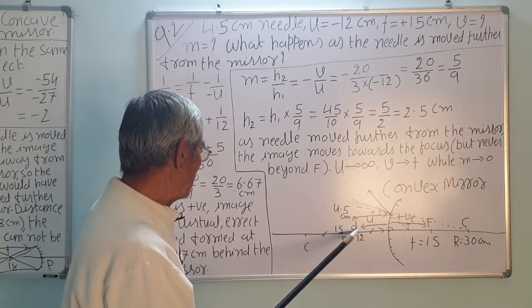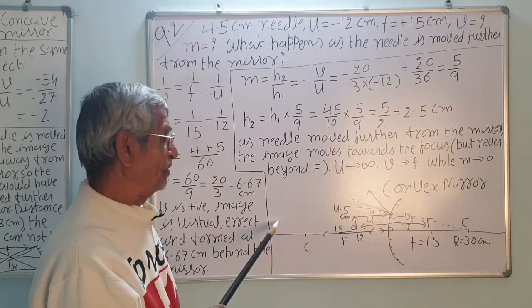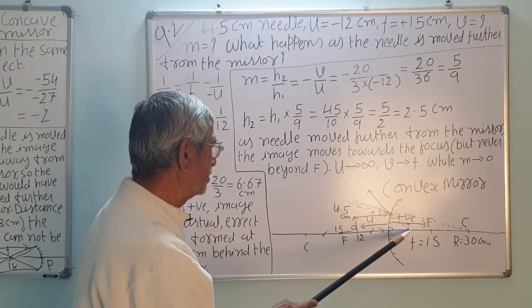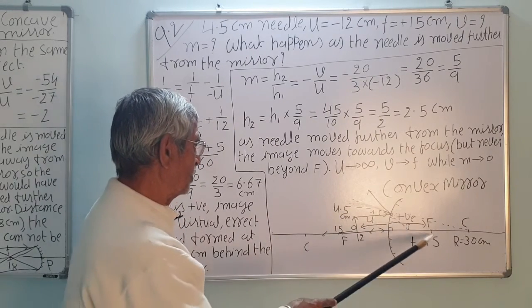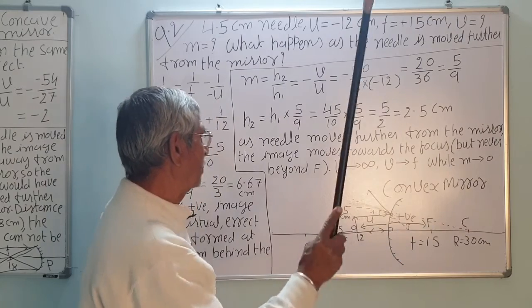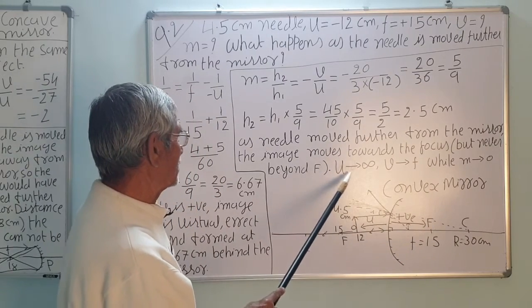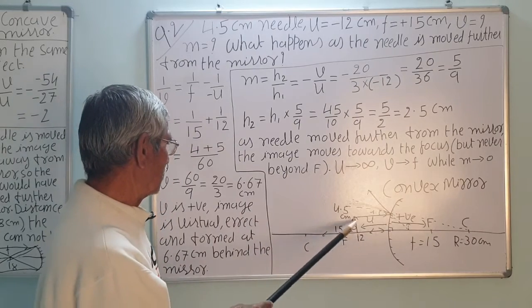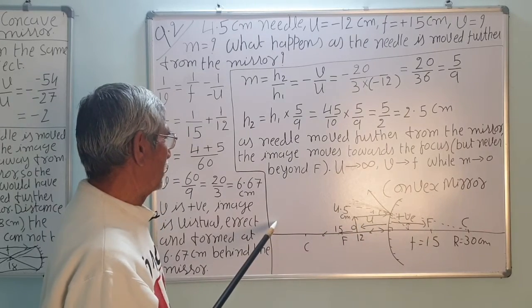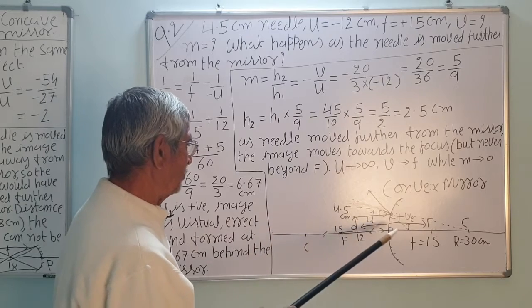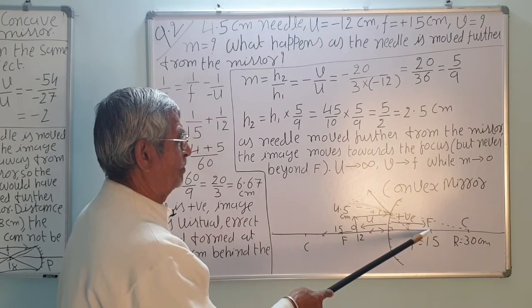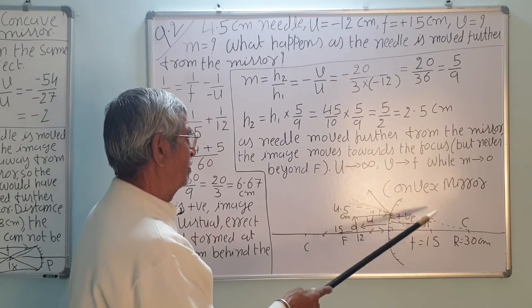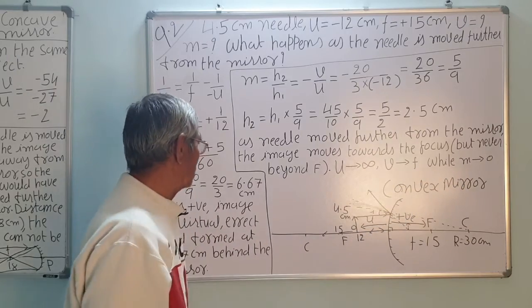Even if the needle moves up to infinity, at the most the image will be at F, at the most here. Not beyond the F. That is, u tends to infinity. If u tends to infinity, object moves away from the mirror up to infinity, at the most the v will tend to the F, correct, while magnification m tends to 0.